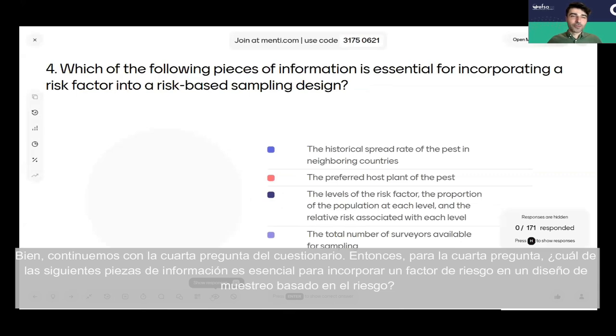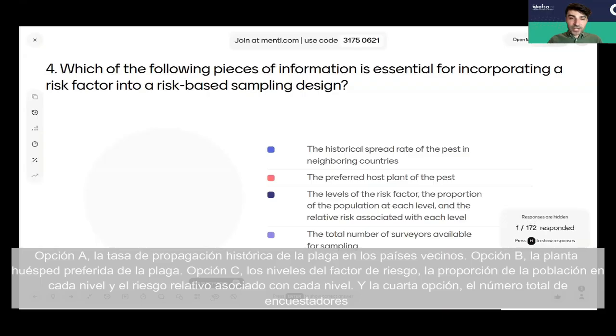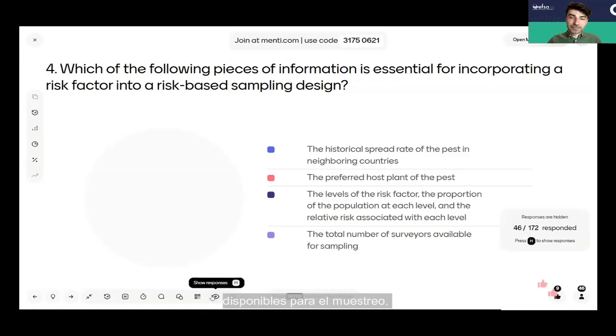So, for the first question, which of the following pieces of information is essential for incorporating a risk factor into a risk-based sampling design? Option A, the historical spread rate of the pest in neighboring countries. Option B, the preferred host plant of the pest. Option C, the levels of the risk factor, the proportion of the population at each level, and the relative risk associated with each level. And the fourth option, the total number of surveyors available for sampling.